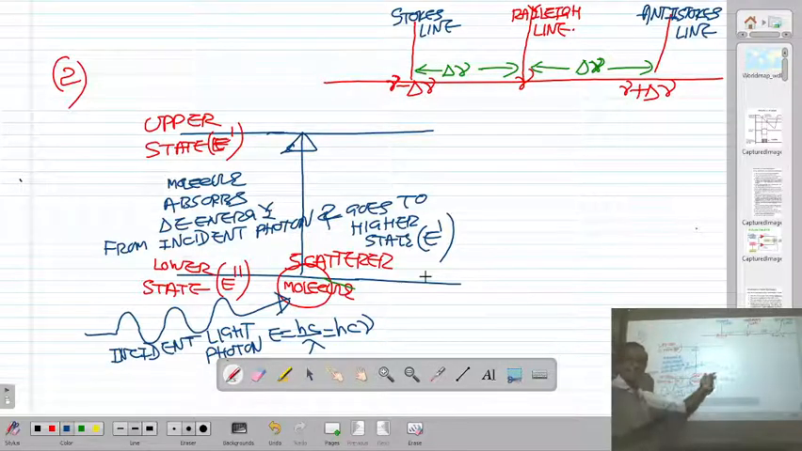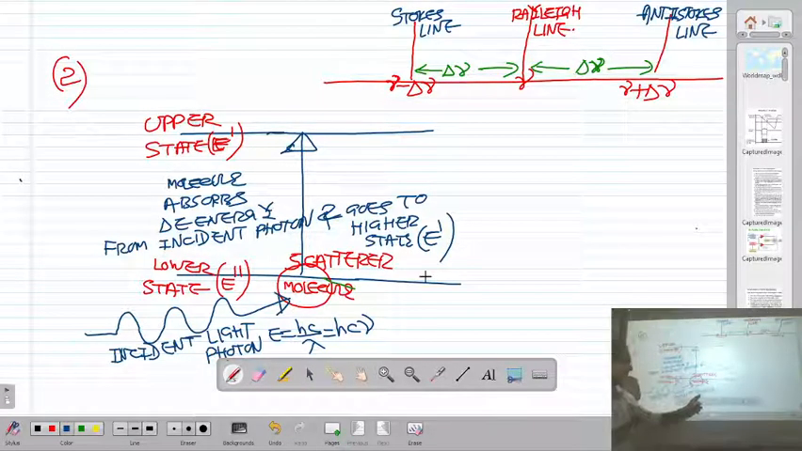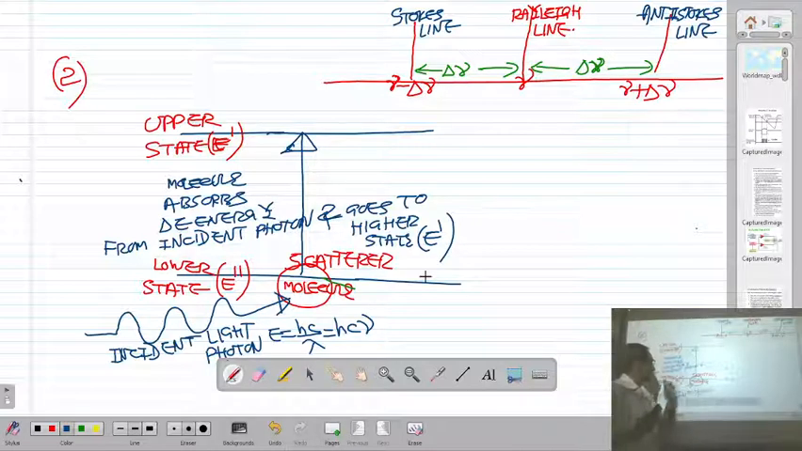Now our incident light photon of energy hc/λ or hν is colliding with the scattered molecule. So this scattered molecule will absorb ΔE energy. The scattered molecule will absorb ΔE energy from the incident photon. Okay, and it goes from lower state E double dash to the upper state E dash.